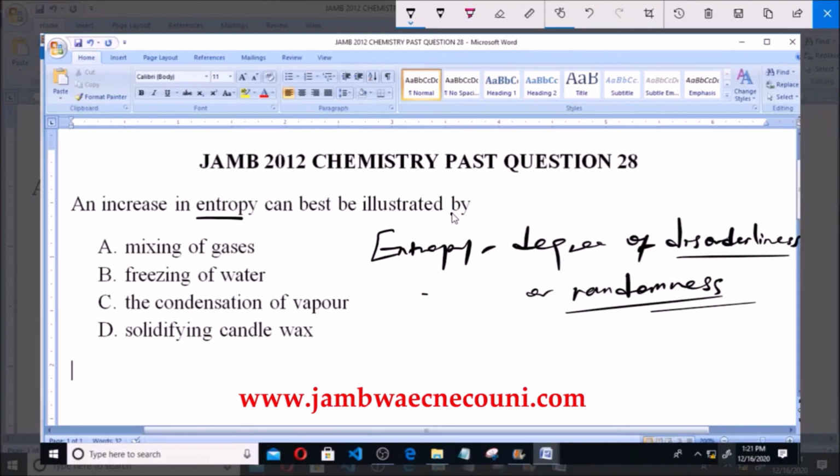Now, looking at this, let's analyze the options. Freezing of water will only decrease disorderliness, because the particles of water will become fixed in position as water becomes ice. Condensation of vapor is also decreasing entropy, because like we know, gases are more mobile than liquids. Also, solidifying candle wax, which is in liquid form, is also decreasing entropy, because like we know, liquids are more mobile than solids in terms of their molecules.